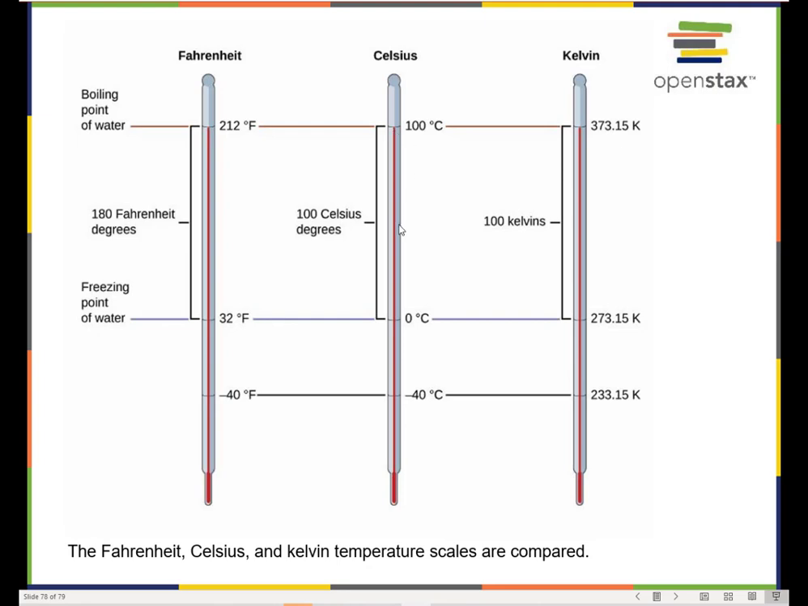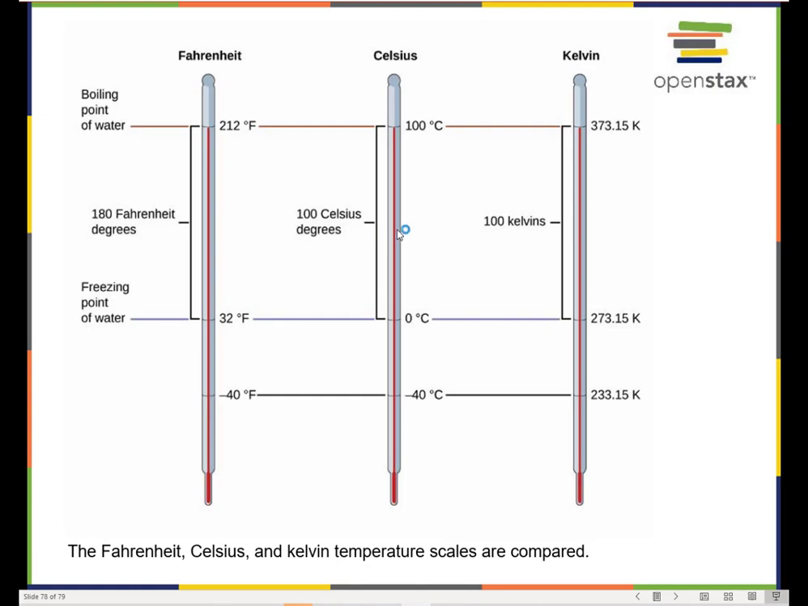So the size of a degree Celsius and the size of a Kelvin are the same, but they're not the same as the size of a degree Fahrenheit, because water freezes at 32 degrees Fahrenheit and boils at 212. So there are 180 degrees Fahrenheit between freezing and boiling water, whereas there's only 100 degrees Celsius and 100 Kelvin. That means these Fahrenheit degrees are smaller. I can fit almost twice as many of them in this same space. A Fahrenheit degree is in fact 5/9 of the size of a degree Celsius.